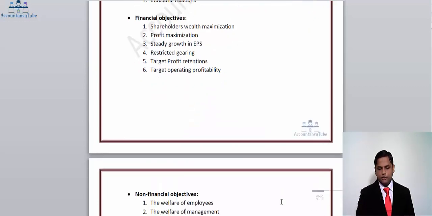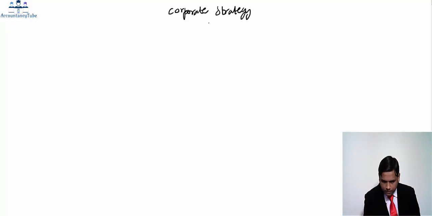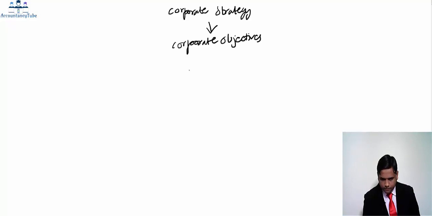After that, we've got financial objectives and non-financial objectives. So firstly, we have got corporate strategy. Then we have got corporate objectives. Now, in order to achieve those corporate objectives, a company sets further objectives.